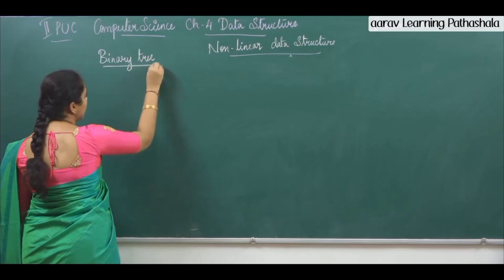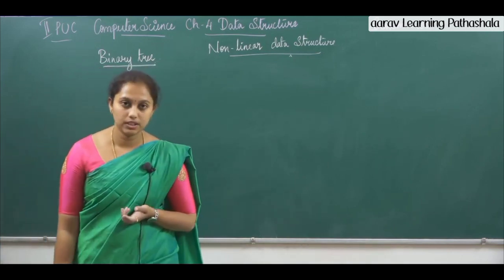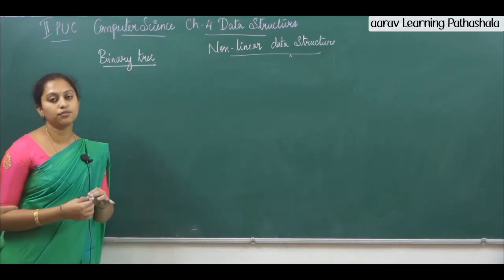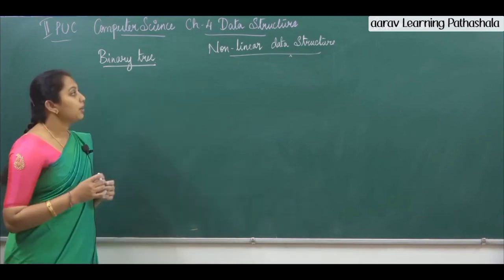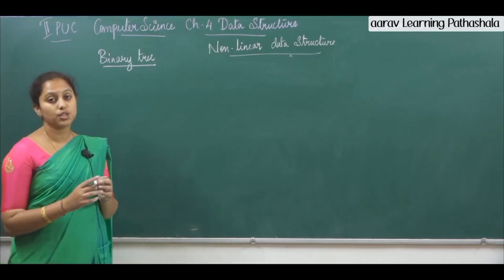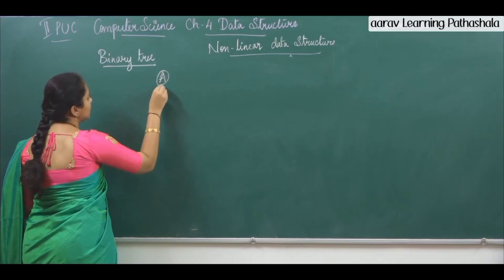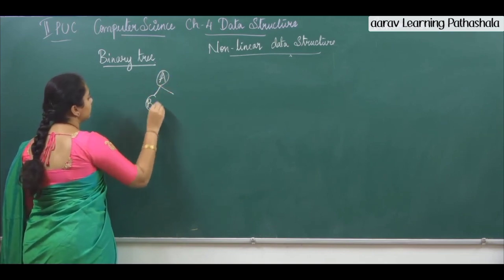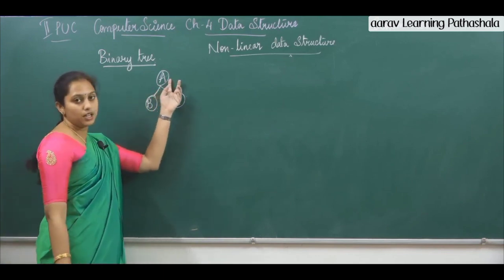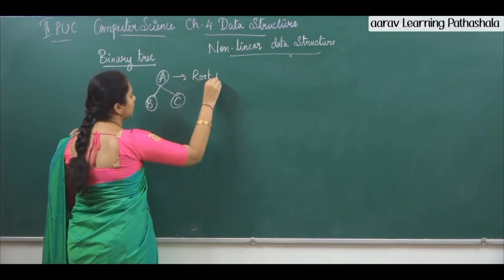In a normal tree, a parent node can have any number of children. But in a binary tree, it is a special type of data structure where a parent node has a maximum of 2 nodes. So, consider this tree. This tree has a root node called A. So, this is the root node.